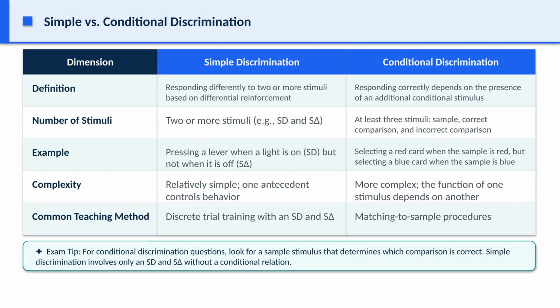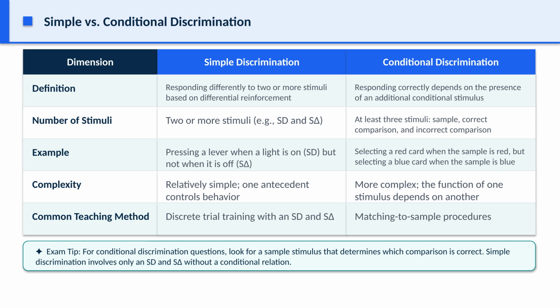On this slide, we're breaking down the critical distinction between simple and conditional discriminations, a key concept for the BCBA exam under stimulus control. In a simple discrimination, behavior is controlled by a single antecedent stimulus, like pressing a lever when a light is on, the SD, but not when it's off, the S delta, because only the light's presence has been differentially reinforced. Conditional discriminations are more complex.